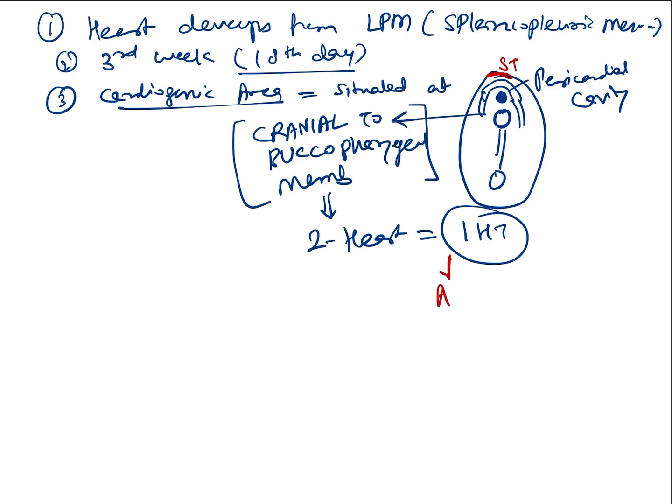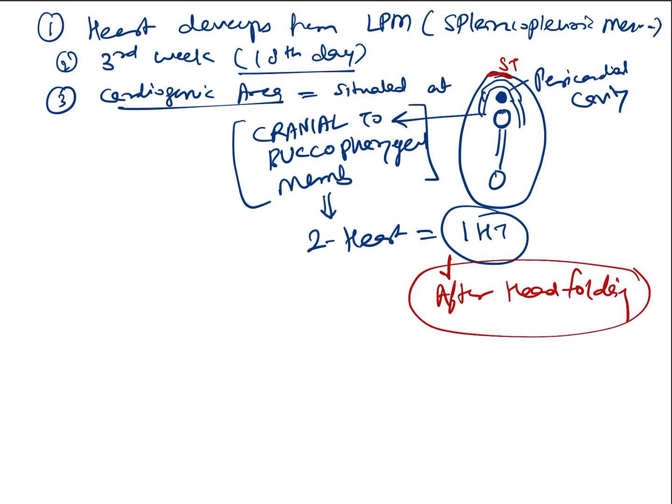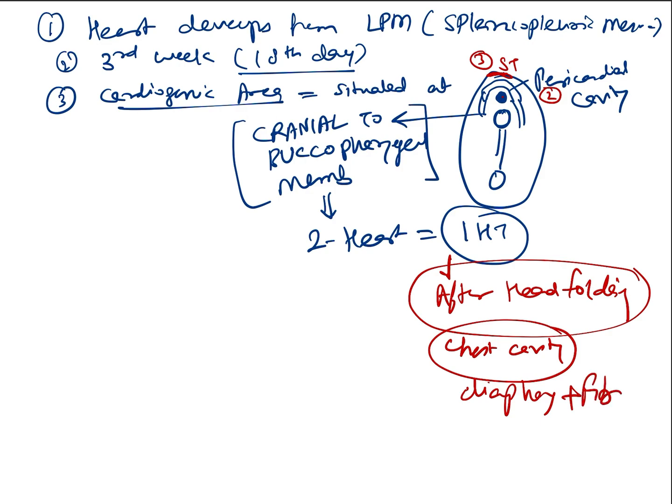After head folding, these whole three structures, meaning the heart tube with the pericardial cavity and septum transversum, come into the chest cavity, and the septum transversum forms the diaphragm, the fibrous pericardium and the mesentery.